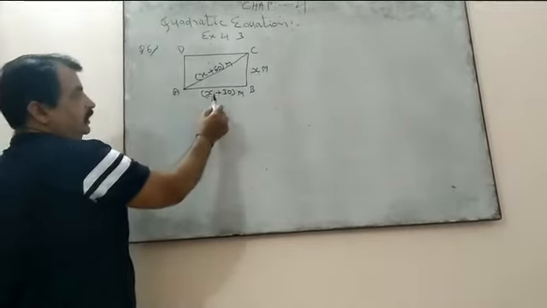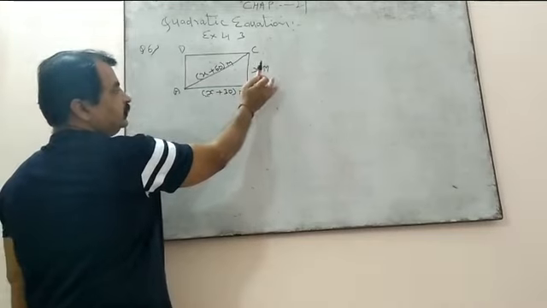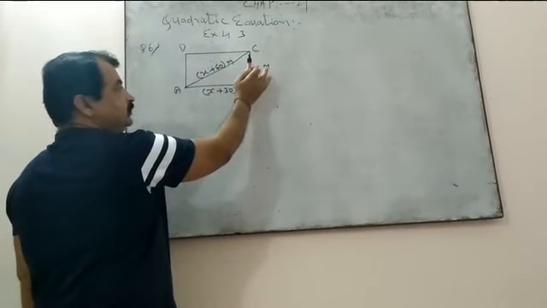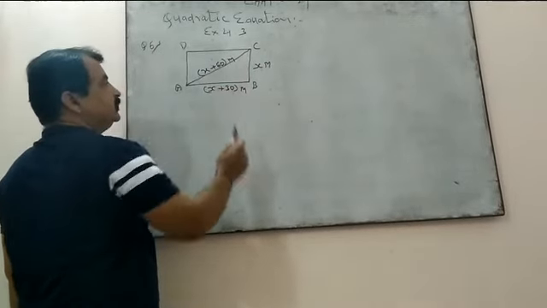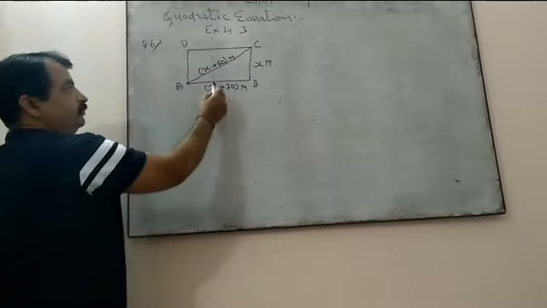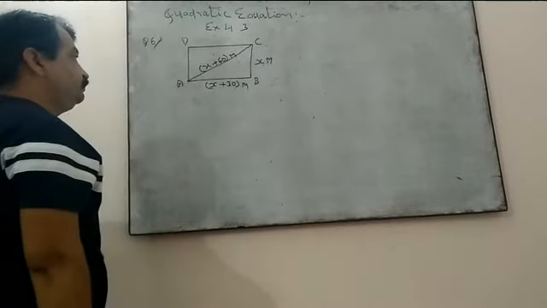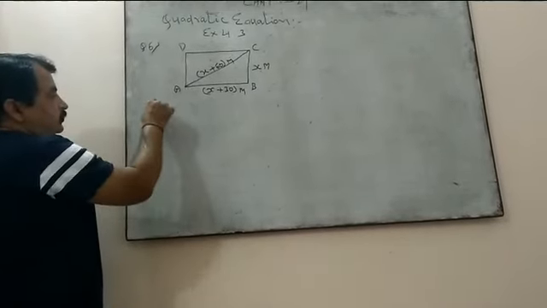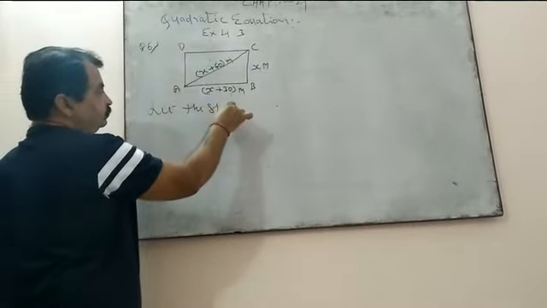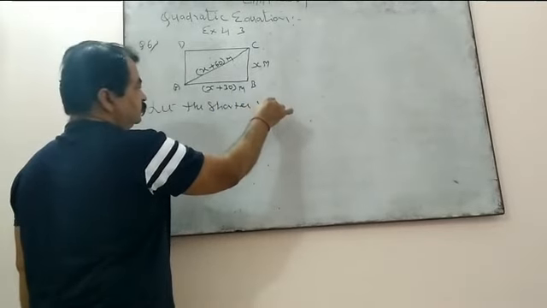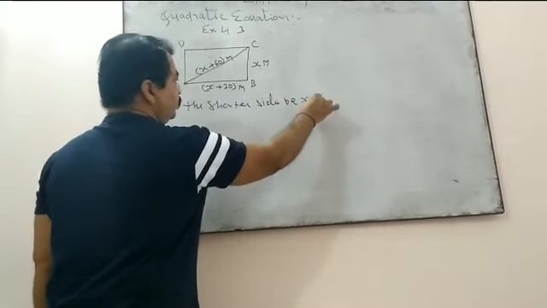So as I drew with the help of a diagram a rectangular field, I have taken the shorter side x, and this shorter side is compared with the diagonal as well as the longer side, right? So I got the value for the diagonal x plus 60 and the longer side x plus 30. Clear? So the same thing I will write here: let the shorter side be x meter.